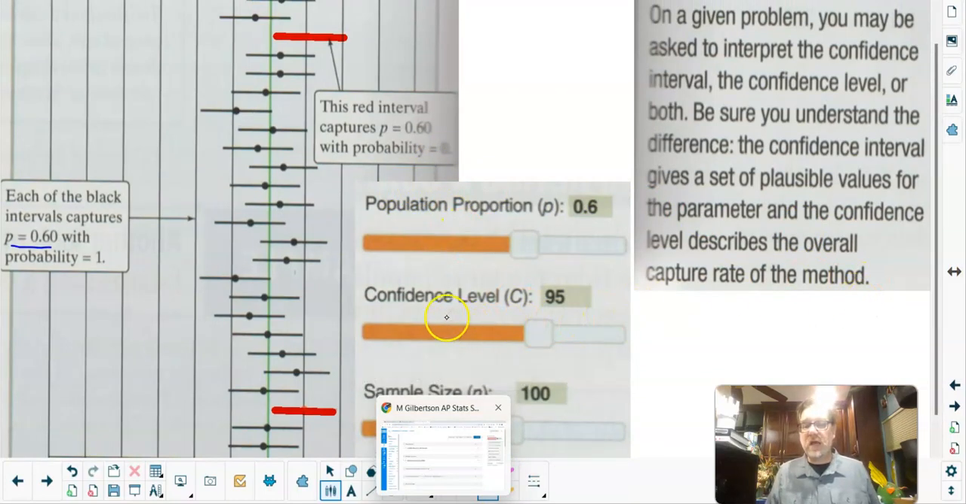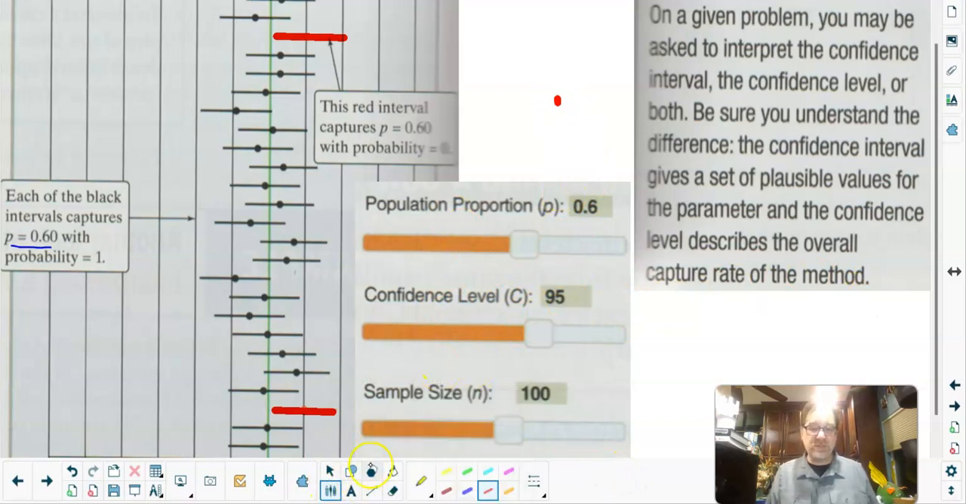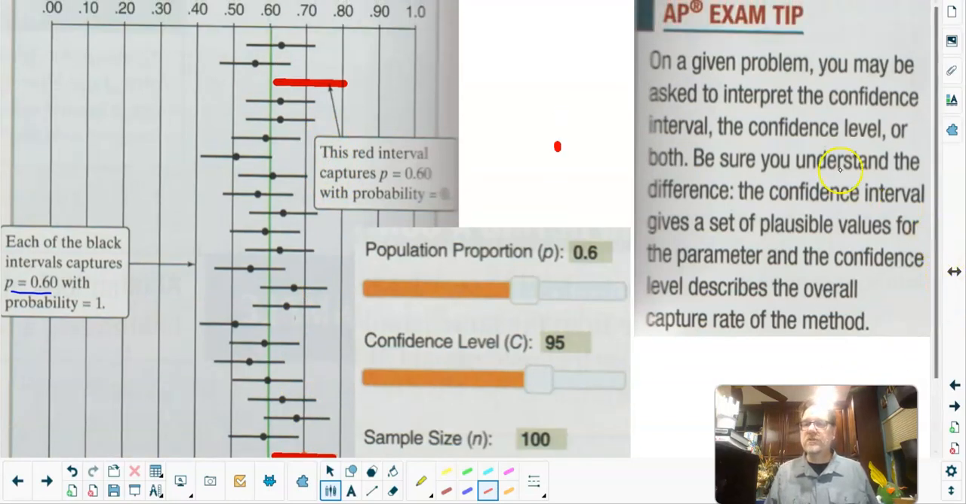So when my confidence level is at 95%, 95% of those confidence intervals will contain the parameter. That's what we're saying. Remember, on any given problem, you may be asked to interpret a confidence interval, the confidence level, or both. Be sure you understand the difference.